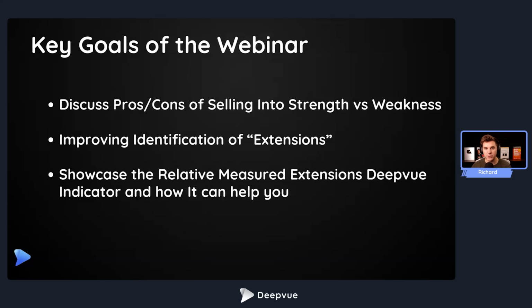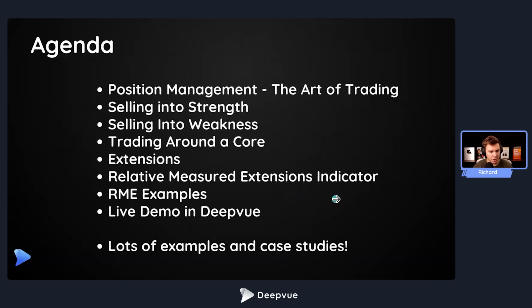All you do is input the moving average you want to use, and Deepvue basically trains itself on that moving average and on historical movements around that average to give you a very timely as well as objective opinion of extension. And we'll get into much more detail on that point. Here's a little bit of our agenda.